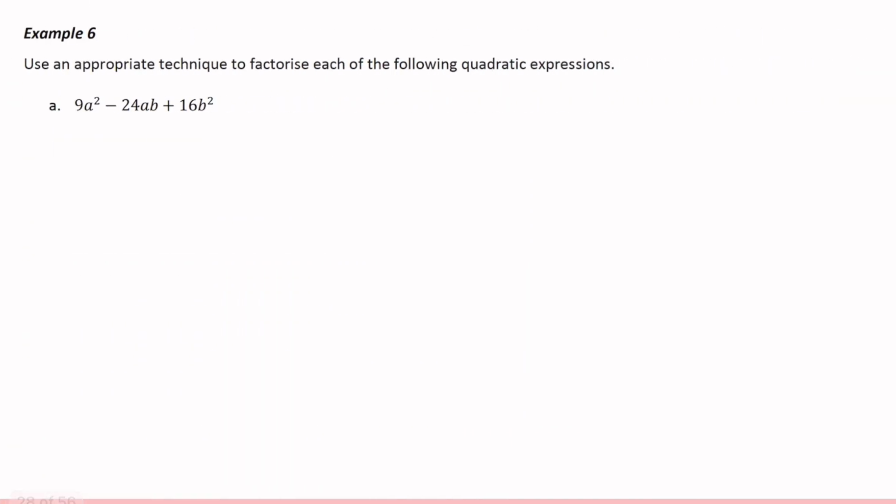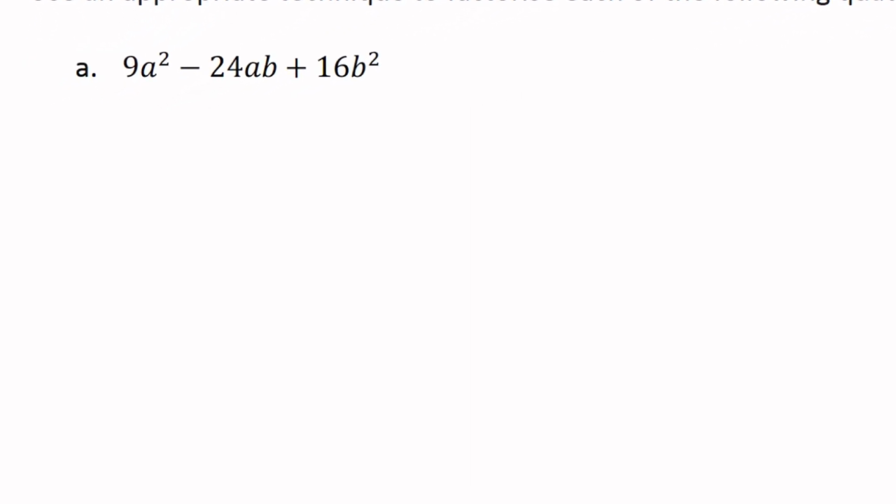So example 6 says, use an appropriate technique to factorize each of the following quadratic expressions. So at first sight, this might not look very obvious because usually what we say is 2 numbers that multiply to give us this, add to give us this. So it's not really that helpful for this one. But there are a few kind of formulas that you need to know. So your difference of 2 squares and your difference of perfect squares.